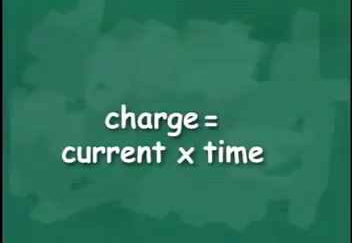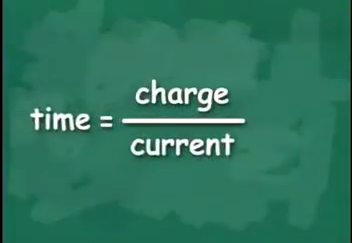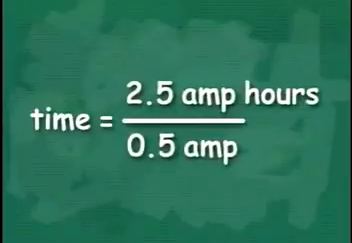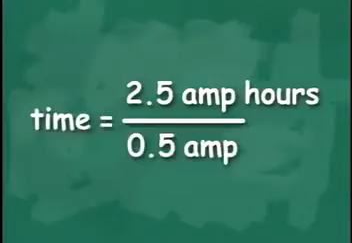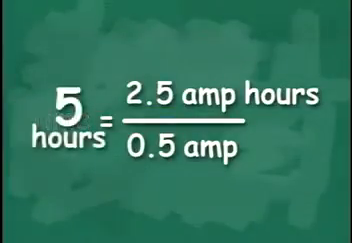Since we want to know the length of time needed to charge the batteries, we can rewrite the equation as time is equal to charge divided by current. The Icarus satellite batteries have a maximum charge capacity of 2.5 amp hours. A typical charging current that we might use to charge the system is 0.5 amps. So if the charge is 2.5 amp hours and the current is 0.5 amps, the equation can be written this way. Time is equal to 2.5 amp hours divided by 0.5 amps. Solving for time, we can see that the time required to reach full charge on the system is 5 hours.